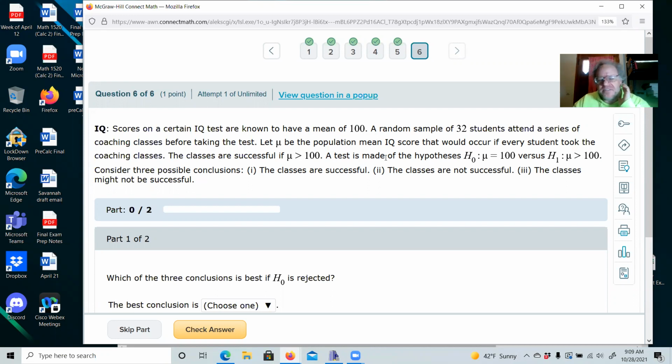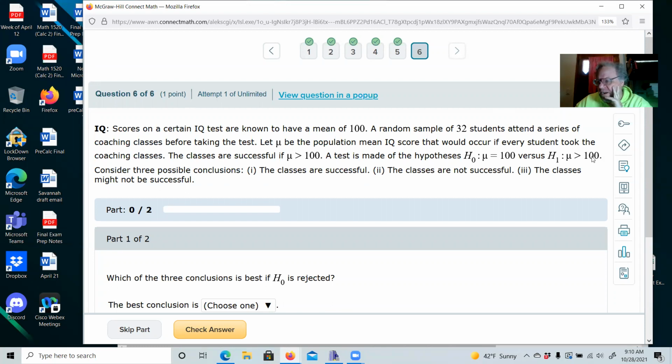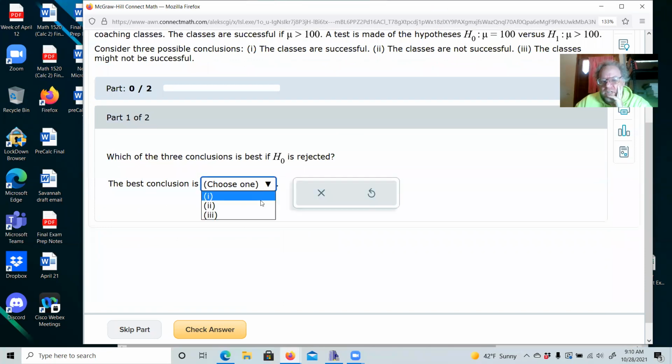A test is made of a hypothesis. Is it 100, or were the classes successful? There are three possible conclusions, right? The classes were successful, so mu is greater than 100. Or the classes are not successful, or the classes might not be successful. So which conclusion is best if H0 is rejected? We're going to reject this one, so we're not saying this is right. We're just saying this one is wrong. H0 is wrong, so the best conclusion is they actually might be successful.